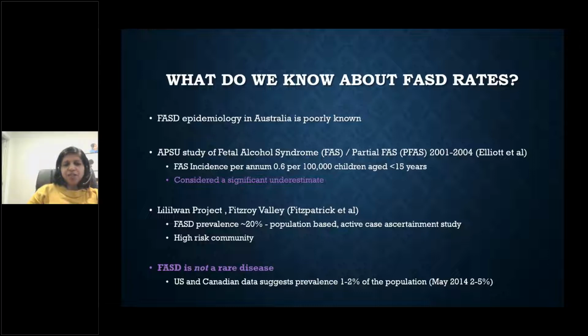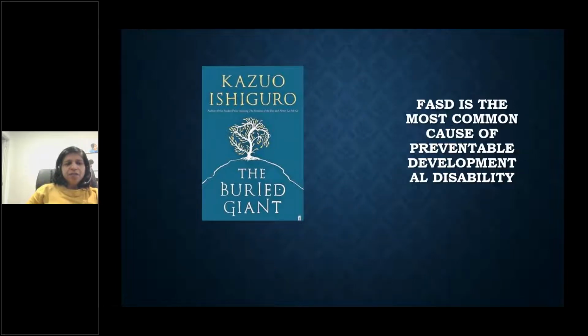There are few other studies which are mentioned. They were done in high risk populations, so the prevalence was found to be higher if you consider the studies in a high risk population, just like vulnerable groups such as out of home care children. Now, FASD is actually not a rare disease. US and Canadian data suggest a prevalence of about 1 to 2% of the population, according to another study which has been done there. So, FASD is the most common cause of preventable developmental disability. So, this is one of the neurodevelopmental disorders which we can actually prevent. How we can do that is by providing education and awareness to the females in childbearing age so that they are aware of the consequences of alcohol.